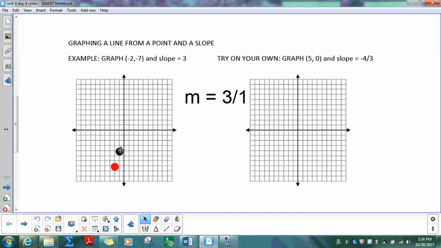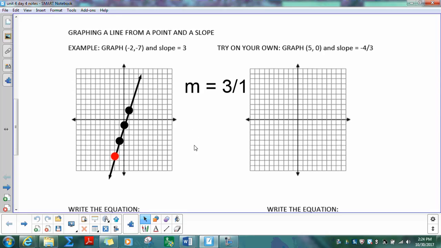That's enough to draw our line, but just to be safe, and if you're doing it by hand, it's a lot easier when there are multiple dots. So I go up 3 over 1, up 3 over 1, and then I draw my line through it. That's my line. Okay? So you're going to try this one on your own. Graph 5, 0, with a slope of negative 4/3.